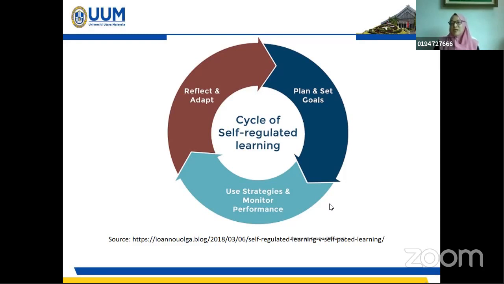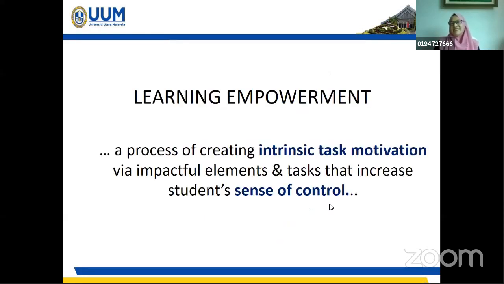So this is very important for learners during this ERT to be able to plan, monitor, and regulate their own learning. But let me ask you frankly, how many of our students are really self-regulated learners? How many are ready to plan ahead, set goals for the next few weeks? That is a challenge, actually. So we are trying to create what we call learning empowerment for students.